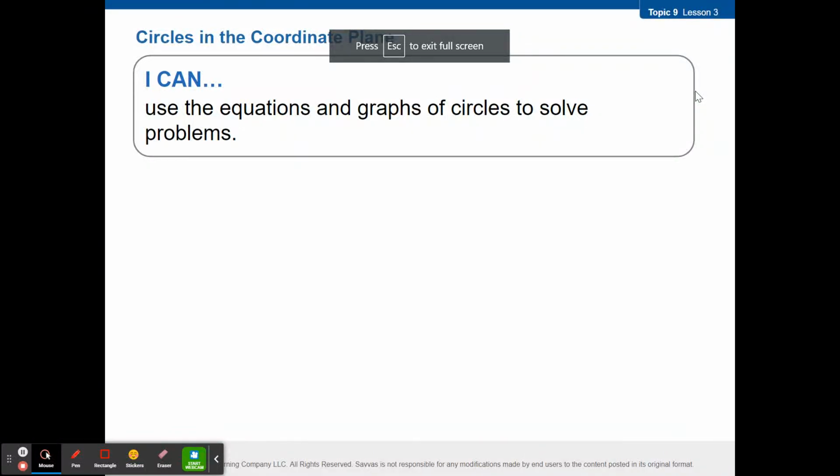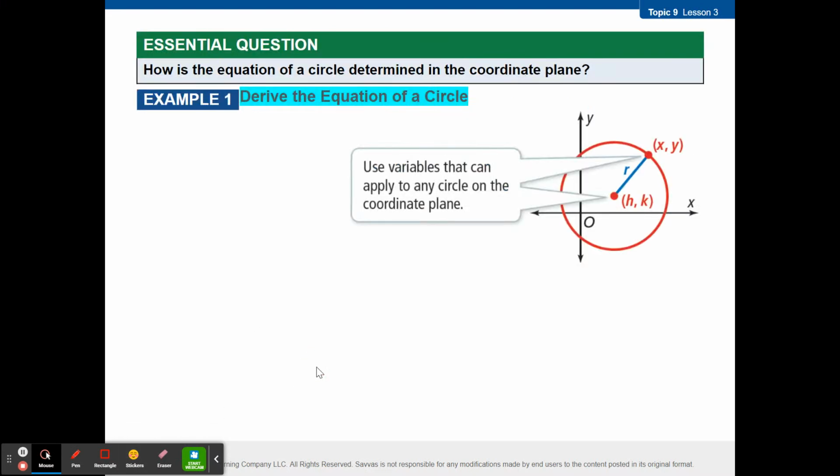Okay, guys, so we are on page 220. Now, there's going to be a little extra writing that you're going to have to do today. But again, please just kind of stick with me. I can use the equations and graphs and circles to solve problems. Your essential question: how is the equation of a circle determined in the coordinate plane?